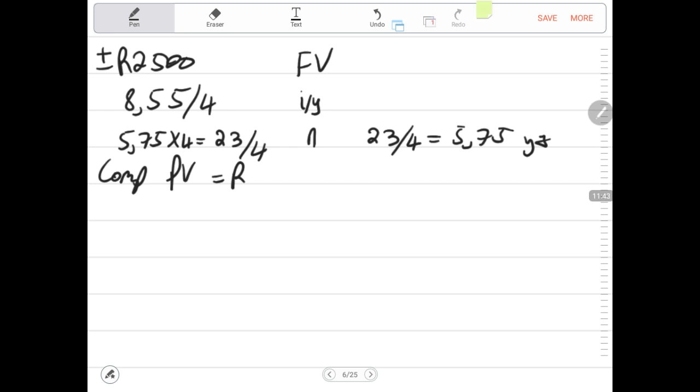But please be reminded to clear your calculator all the time, where you say second function alpha 0, 0. Then after that we say plus minus 2500 FV. Then I will say 8.55 interest. Then you say 23 N. Remember, if you want, you can say 5.75 times 4, then you say N, or you can just say 23 N. Remember, we're not dividing by 4. This 4 was divided in order for us to get back to the original amount. Hope you still remember that. This is what we did, converting back to the number of years.